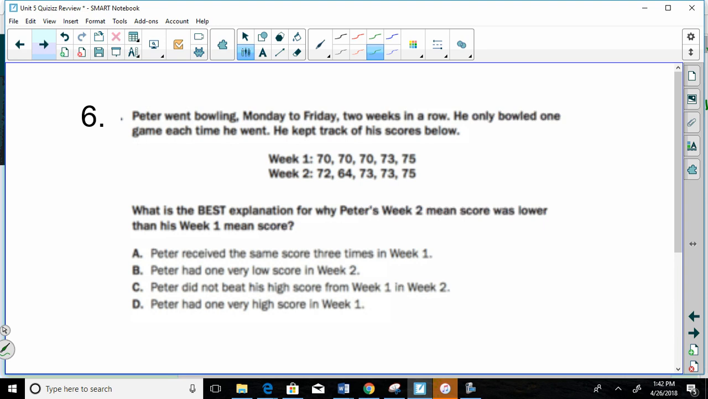Alright, so here's their week 1 test scores and their week 2 test scores. They want to know what is the best explanation for why the week 2 mean score was lower than his week 1. So even though most of his test scores are higher, what happened that brought the mean down? 64. And what is that considered? Outlier, right? So he had one very low score in week 2. That outlier would be why. Does that make sense? Yes, Miss K. Cool. All right. Next one.